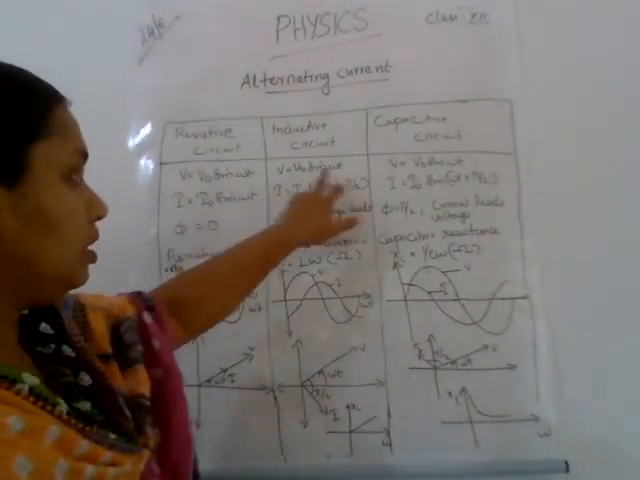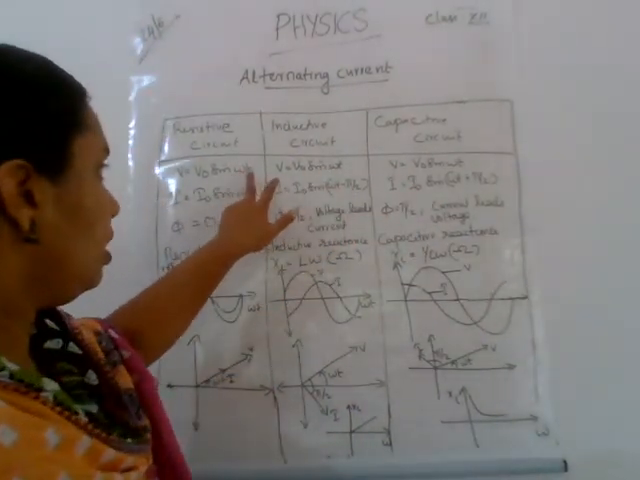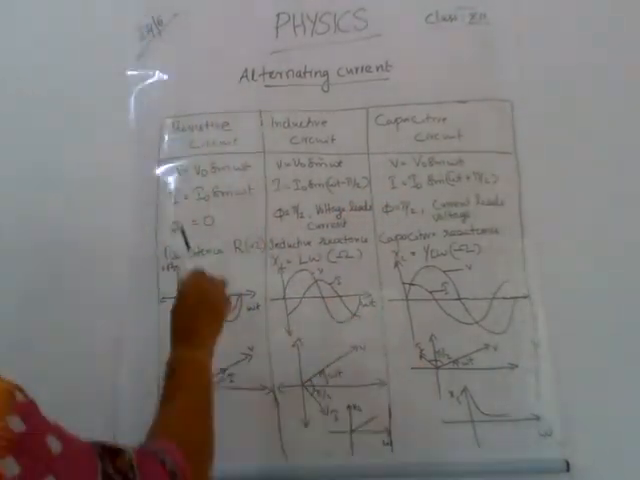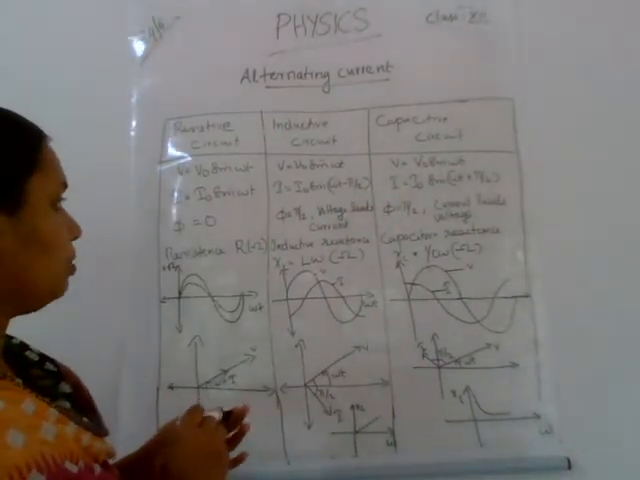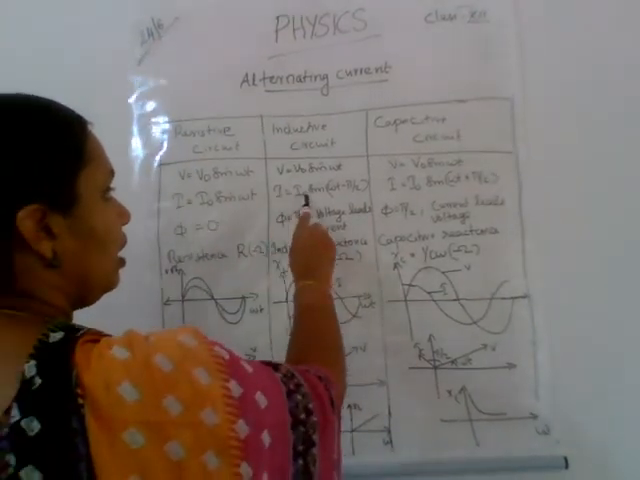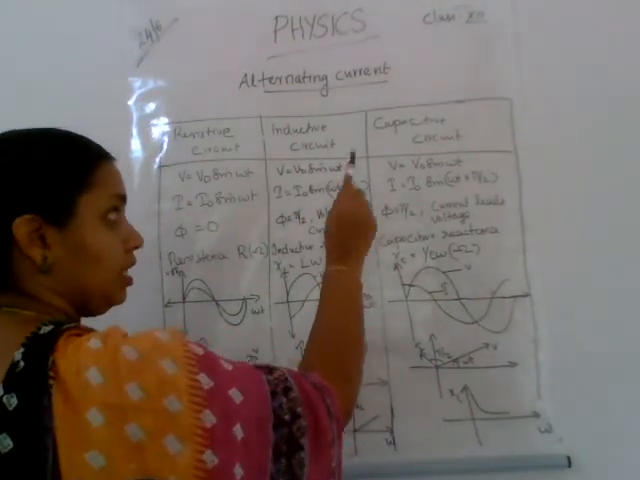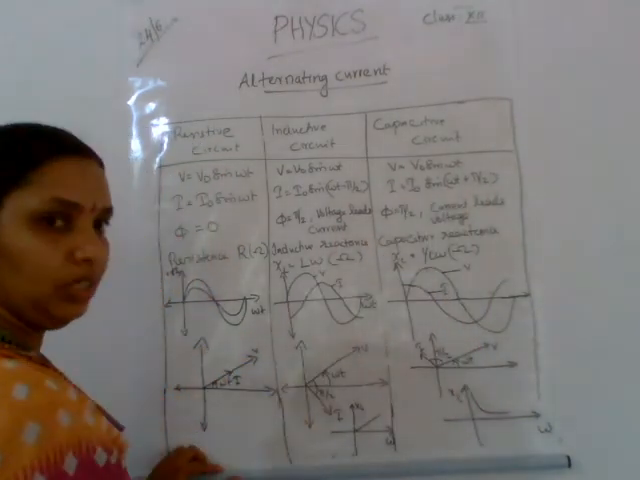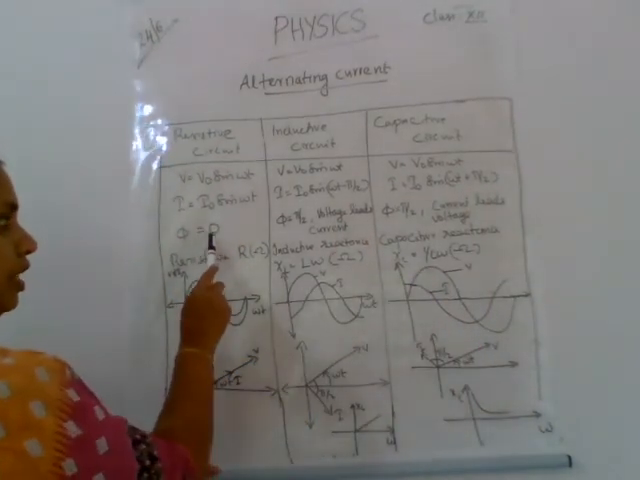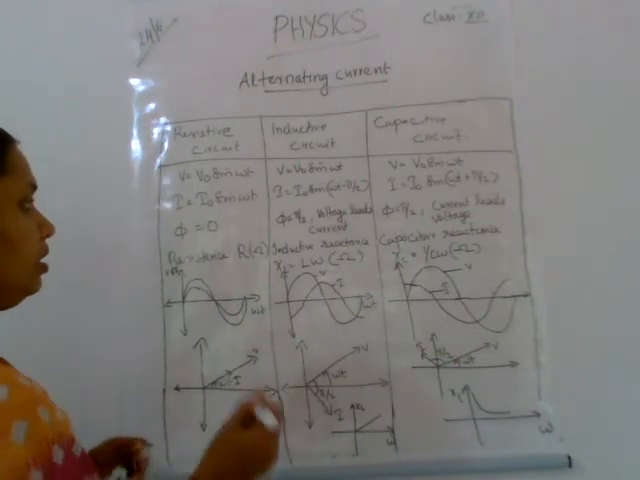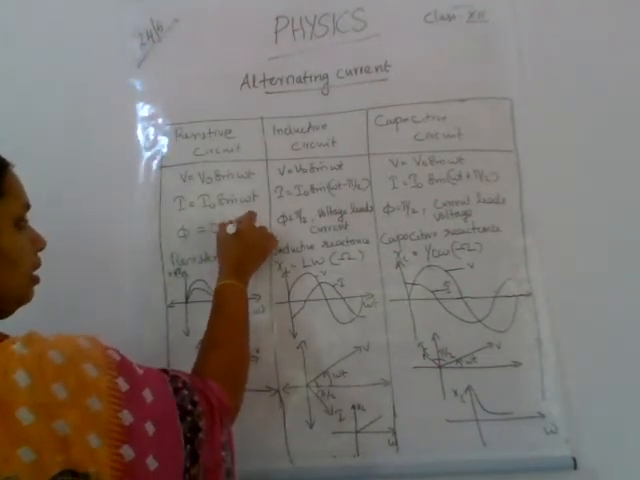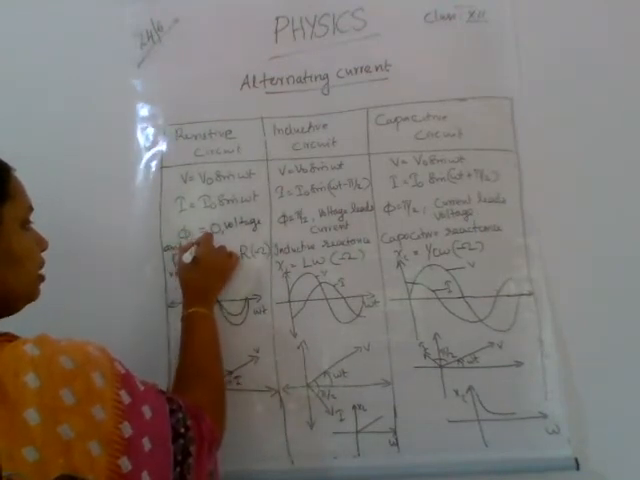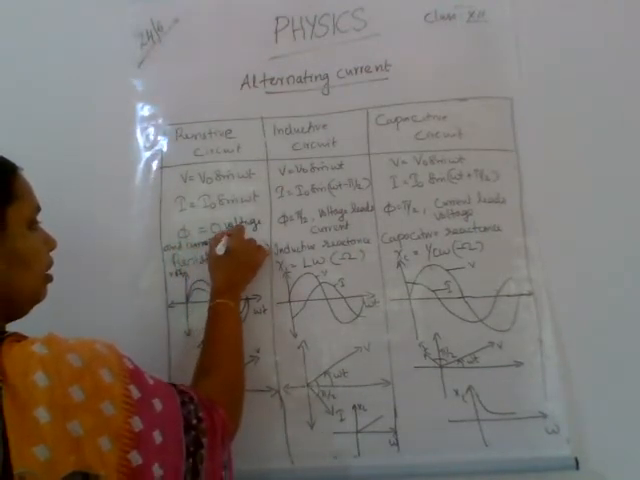And in all the three cases, the applied potential is V equal to V0 sin omega t. And here the current, first is I equal to I0 sin omega t, and here I is equal to I0 sin omega t minus pi by 2, and I equal to I0 sin omega t plus pi by 2. And here the phase difference is 0. We can write voltage and current are in phase.